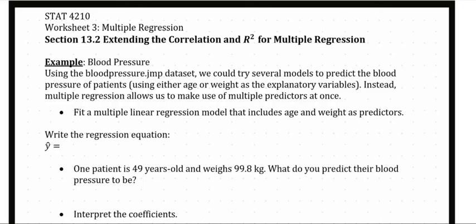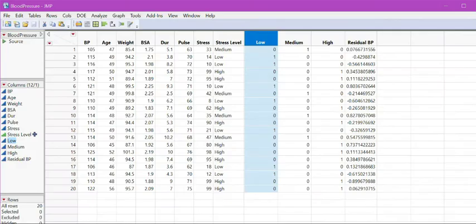In this example, we're going to use the blood pressure.jmp dataset, which is available on ELC. If we look at these data, we could try to predict a patient's blood pressure using their age as a simple regression predictor, or weight as a simple regression predictor. We've already talked about how that can be problematic.